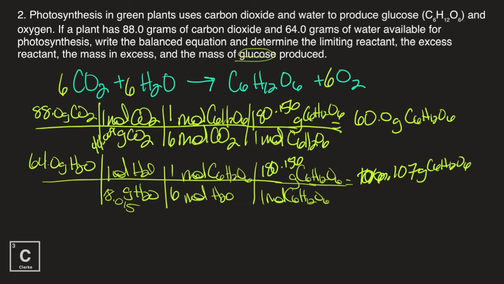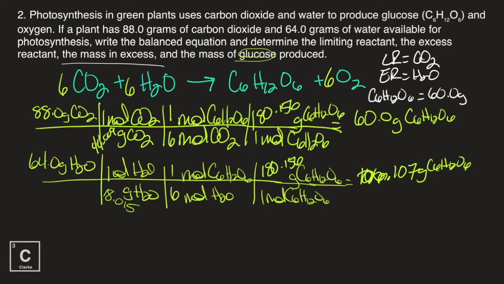Here, I'm going to make a list over here to the side. Our limiting reactant was carbon dioxide. Our excess reactant is water. Products produced, that would be glucose produced. That is 60.0 grams. The last problem we have to work is the mass of excess. That is our third problem. Y'all pause. Figure out that third problem before you watch me do it. Don't just listen to me.